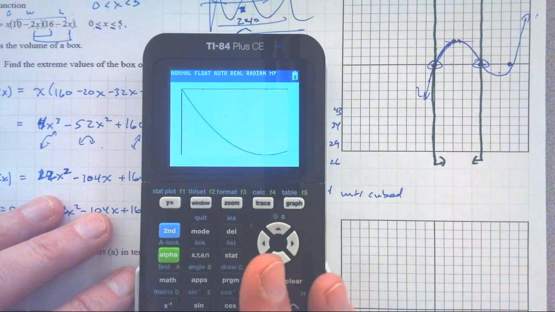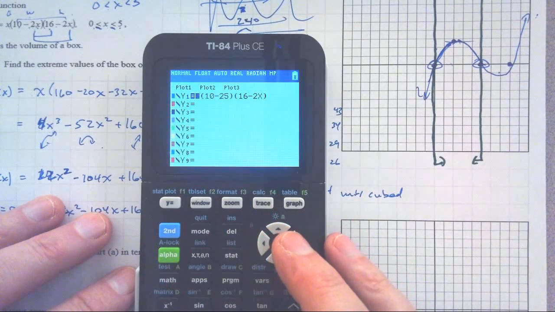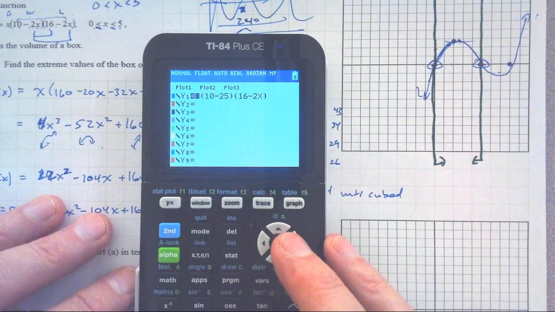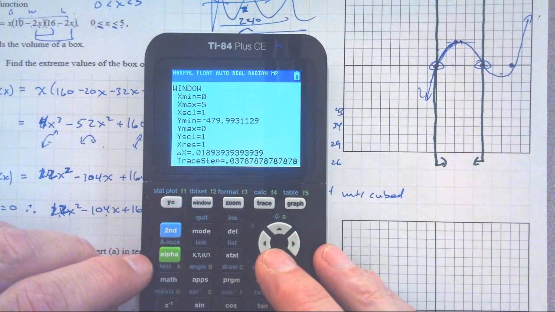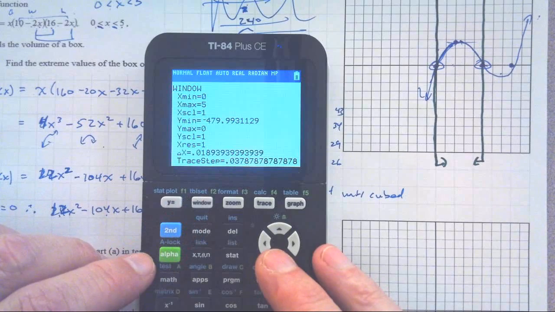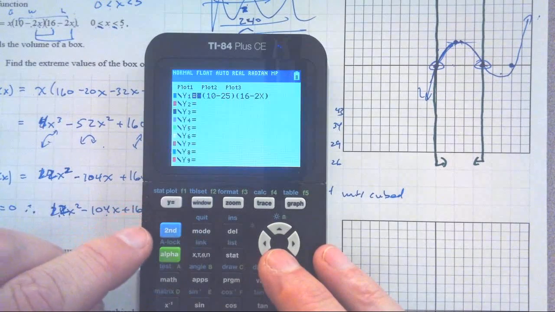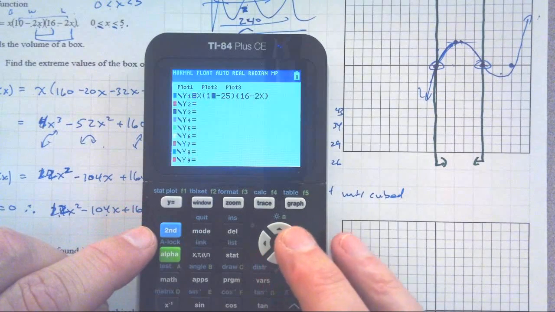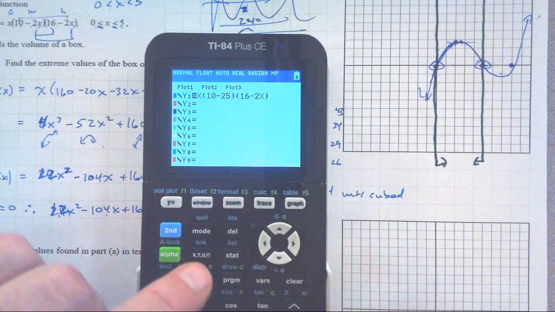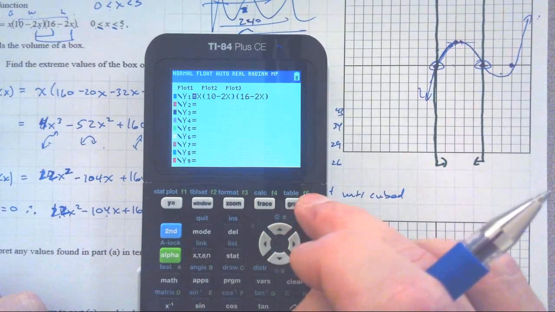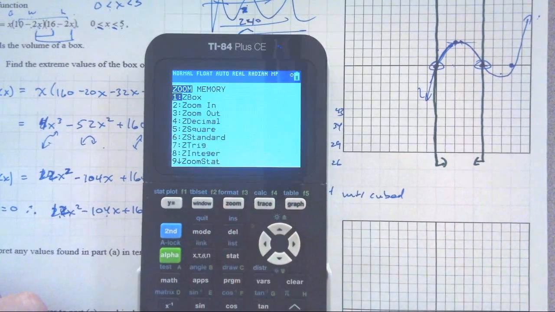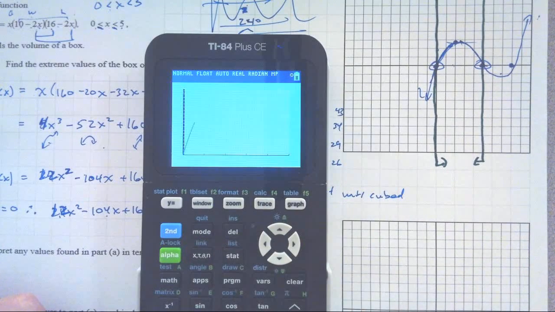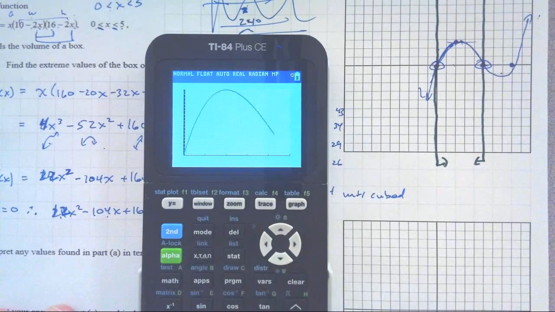I bet you yelled at me somewhere. Y equals 16 minus 2x. Did I go 0 to 5? One more time, window 0 to 5. There it is. I know you were yelling at me. I knew that graph didn't look right. Zoom fit. That was another scary moment. I'm feeling good about my results here.